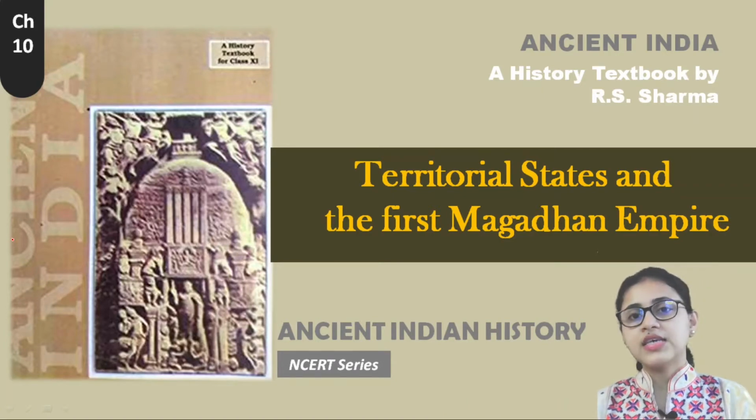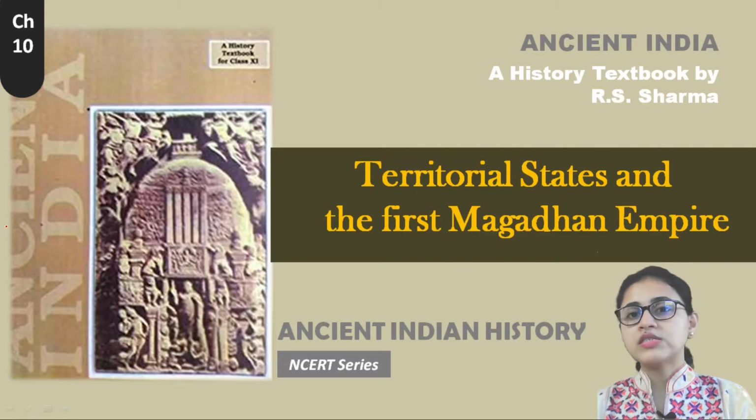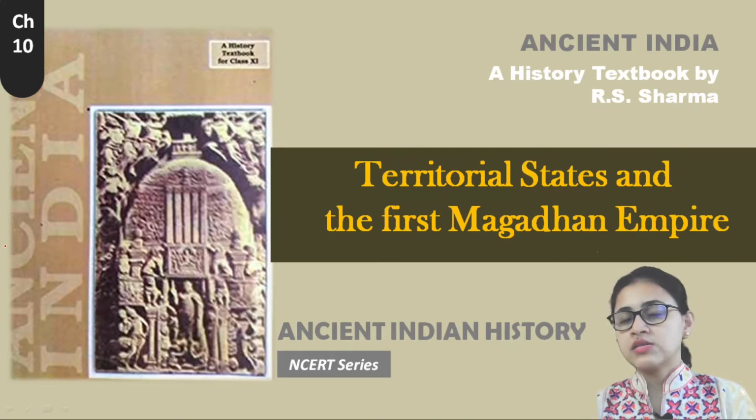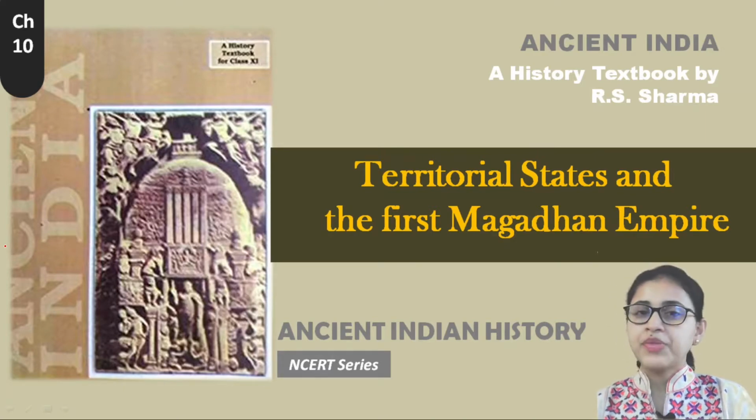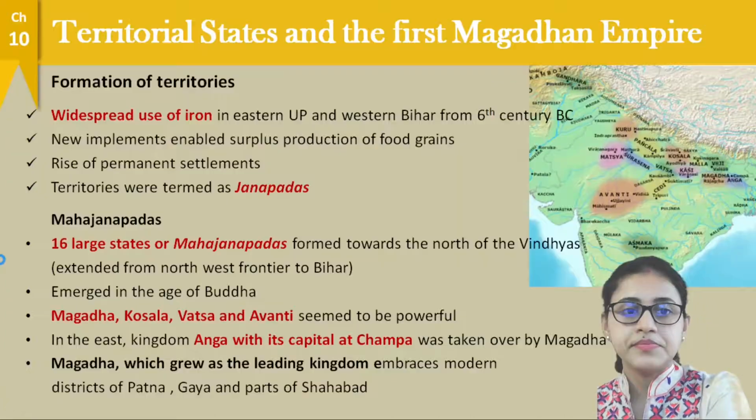Today in this NCERT series on ancient history, we will try to cover chapter 10 from the history textbook by R.S. Sharma. Here we will study about the territorial states and the first Magadhan empire, right? So here we will discuss how the different territories came into being, how they grew into different Mahajanapadas, then we will again discuss some important Mahajanapadas, and then we will see how Magadha emerged as the most powerful kingdom, right? So let's get reading.